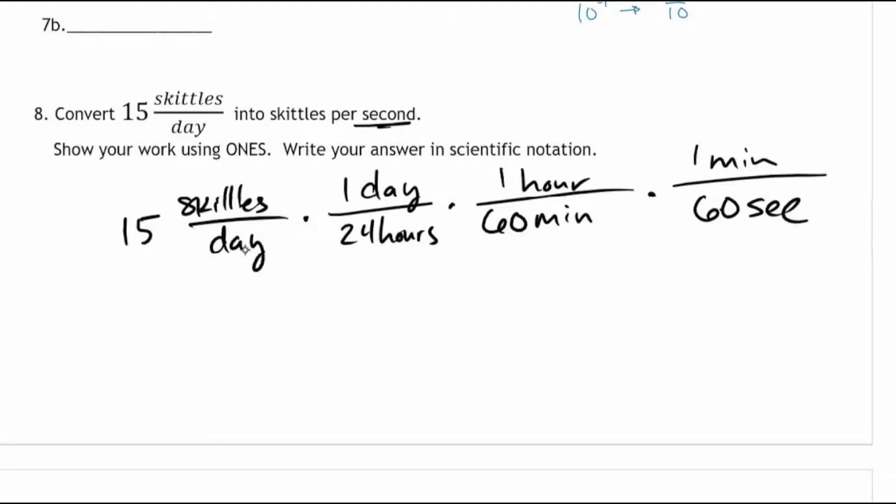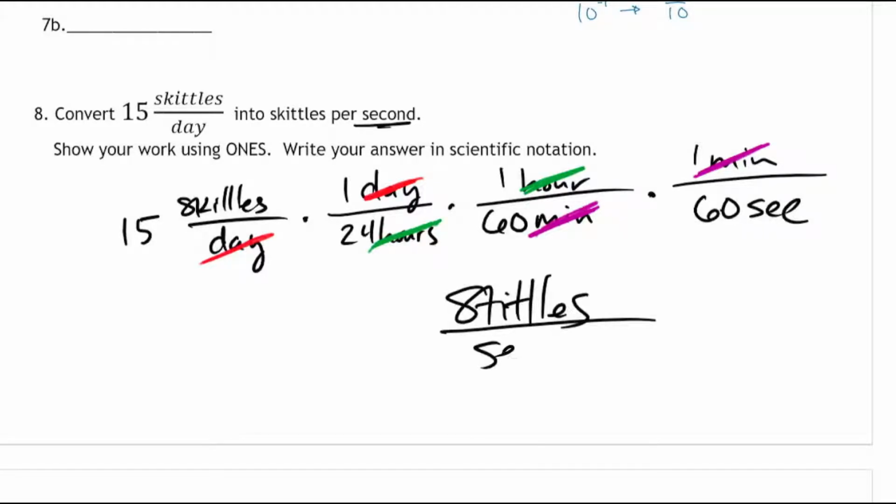What's nice about that is because I put the days in my numerator in this first one, and I had days in the denominator, days are gone. I brought hours into this numerator, they're going to be gone with these hours. And I've got minutes in this numerator, it's going to be gone with these minutes. So the only units I'm left with, if you look across the whole thing, are Skittles per second. So my answer here is going to be Skittles per second. But then what's the number, you say?